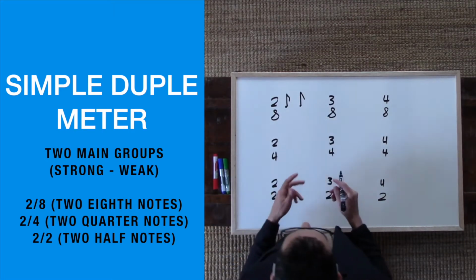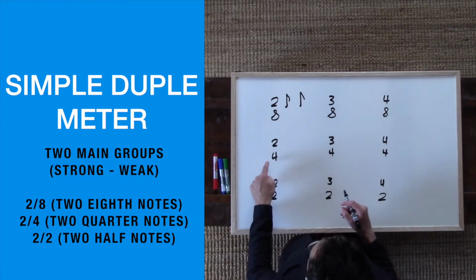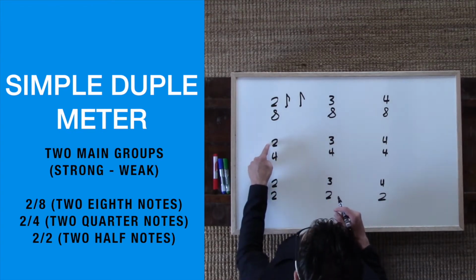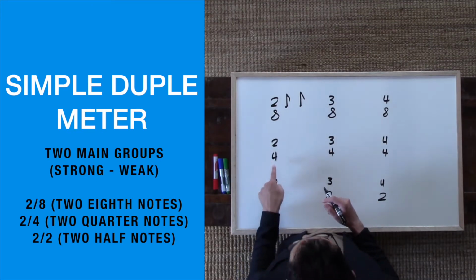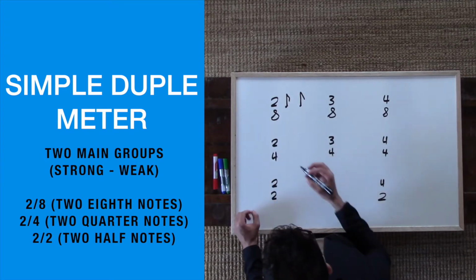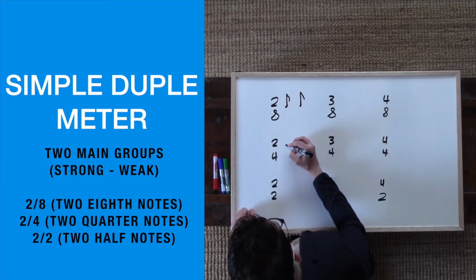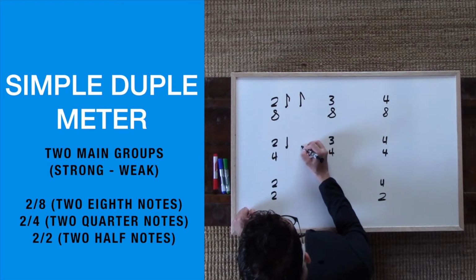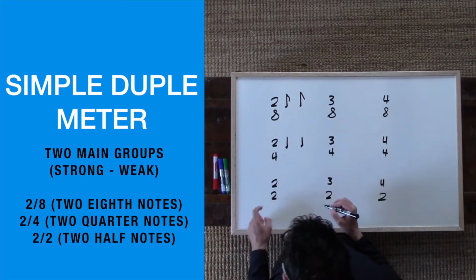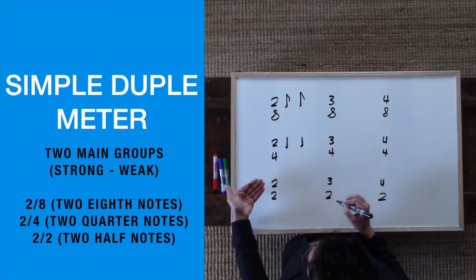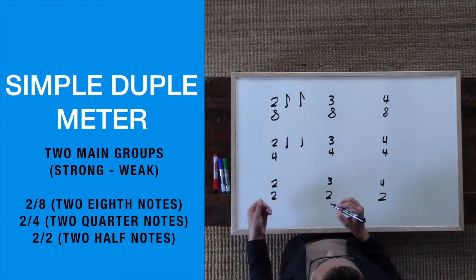So one bar of music has 2 eighth notes in it. 2/4 means that there are 2 quarter notes in each bar. A 4 represents a quarter note. So 2 quarter notes. 2/2 means that there are 2 half notes in each bar.